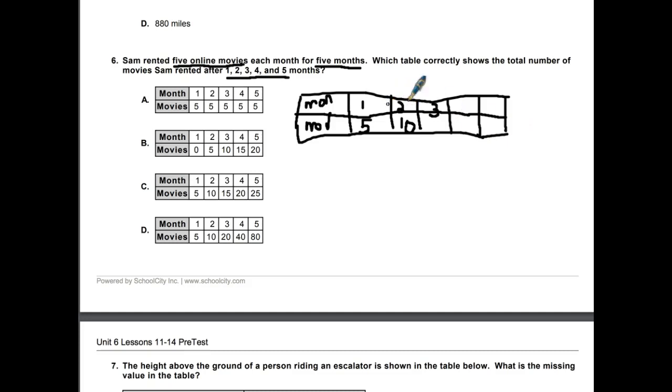Okay, so I started completing your chart and remembered, oh, I wanted you to do this. So let's continue. In 3 months, 3 times 5 is 15. 4 months, 4 times 5 is 20. 5 months, 5 times 5 is 25. And the answer that is correct is C.